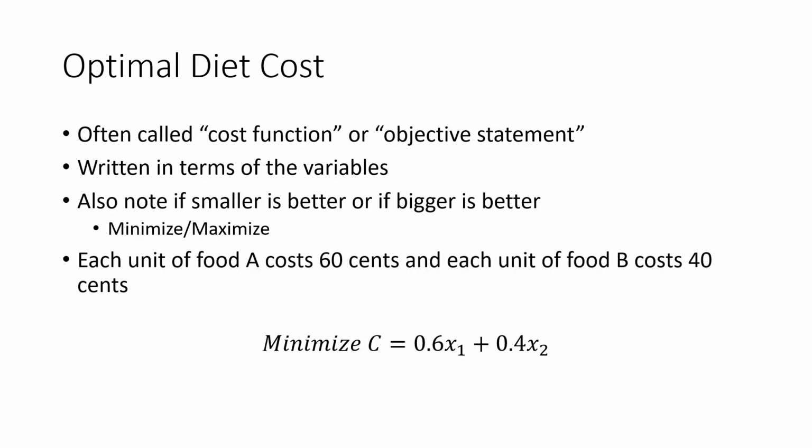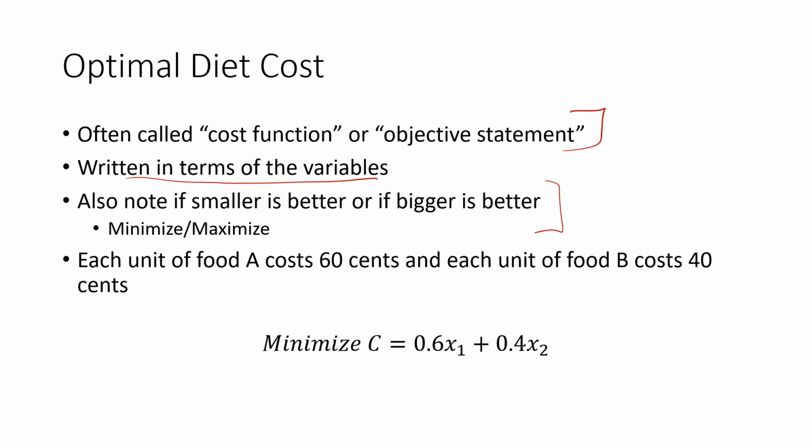So the cost, this is our objective statement. What is it that we have to minimize or maximize? It's sometimes called a cost function. We've been calling it an objective function, this term, and it's written in terms of the variables. So the variables are the things that you can change. This is the relation between, as I change these things, how does my cost change, or how does my objective change? Note if it's a maximize or minimize.